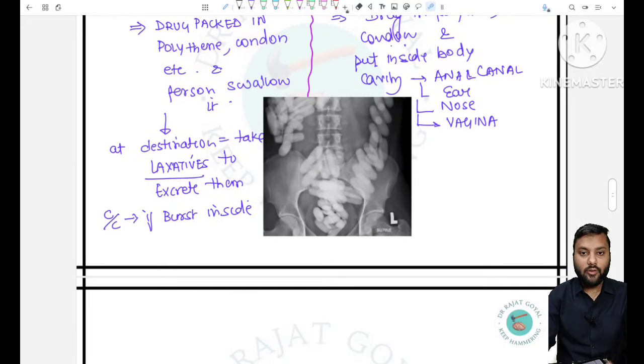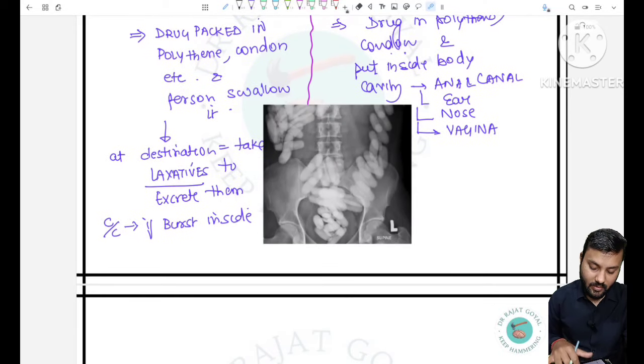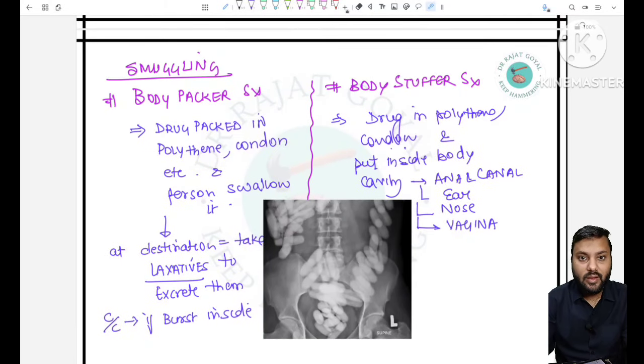So this is all about toxicology, and we have covered all the topics which were asked in the previous 5 years in INI-CET, NEET, or FMGE, and all the important PYQs are also included in this PDF only.